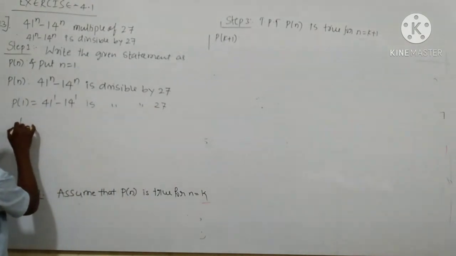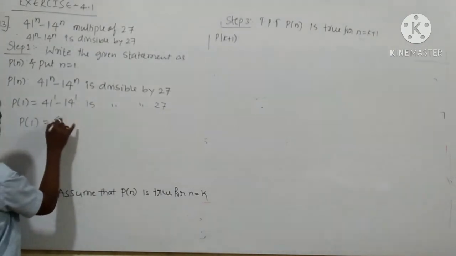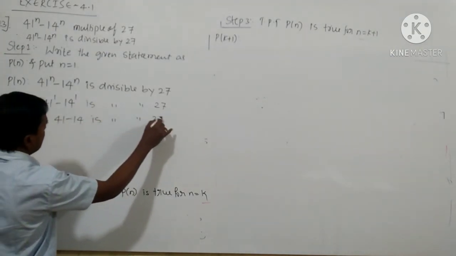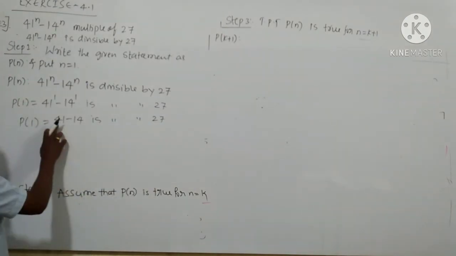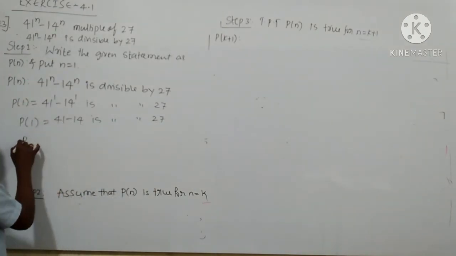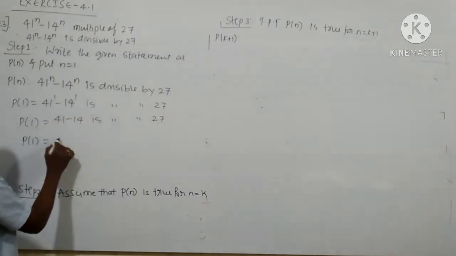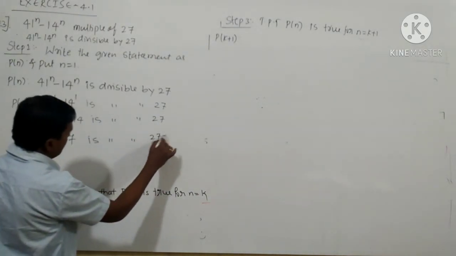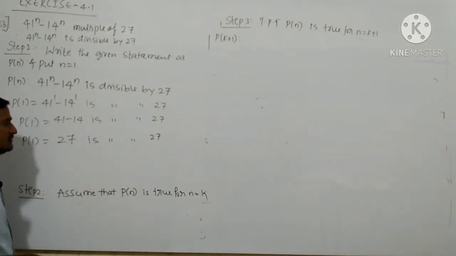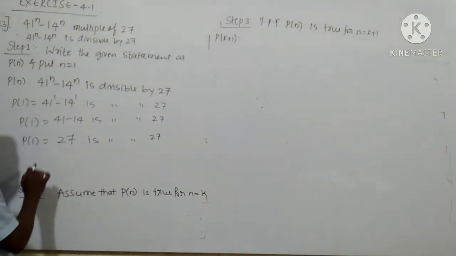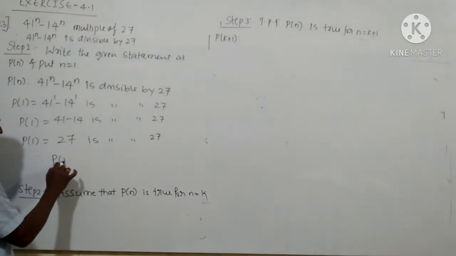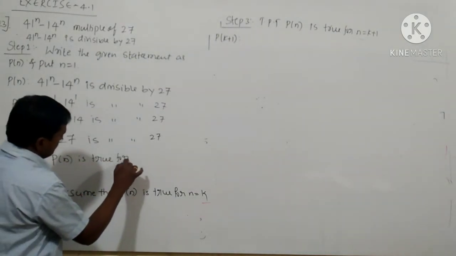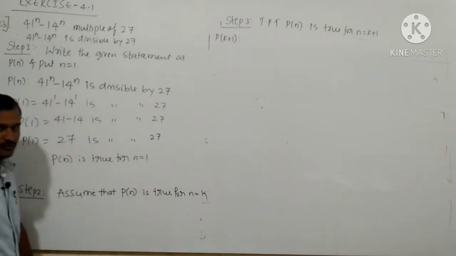So clearly P of 1, 41 minus 14 is divisible by 27. What is the value of 41 minus 14? Clearly 41 minus 14 is 27. So clearly 27 is divisible by 27. Any number is always divisible by itself. So therefore, what is the conclusion? P of n is true for n is equal to 1.